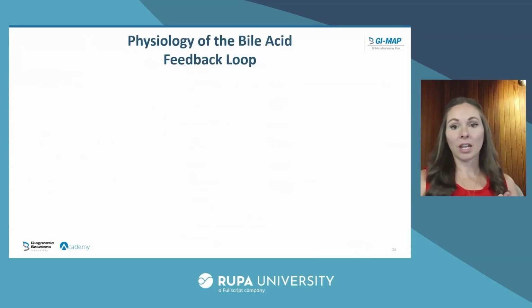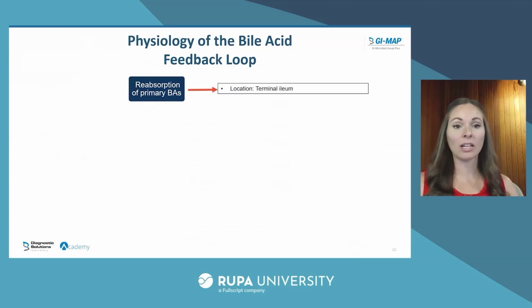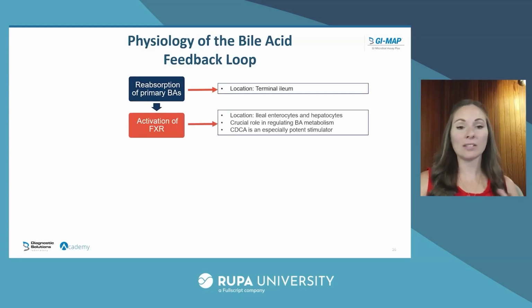Now we're going to look at the normal physiology of the bile acid feedback loop. So this is what should happen in a normal, healthy individual. So first, we have this, again, reabsorption of those primary bile acids. So again, that terminal ileum, end of the small intestine, is where this should happen. So when we're getting reabsorption of primary bile acids in this location, that is going to activate this receptor, FXR. That's also going to be in the ileum, and it plays a really crucial role in regulating this bile acid metabolism. And one of our primary bile acids, CDCA, is an especially potent stimulator of this receptor.